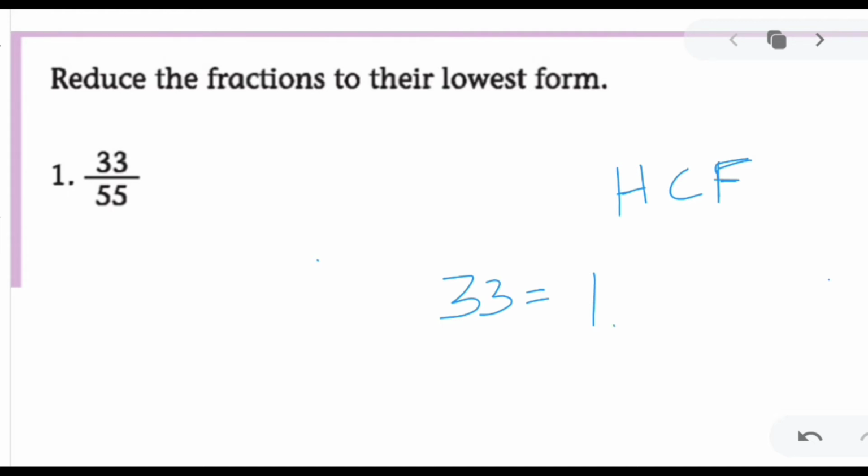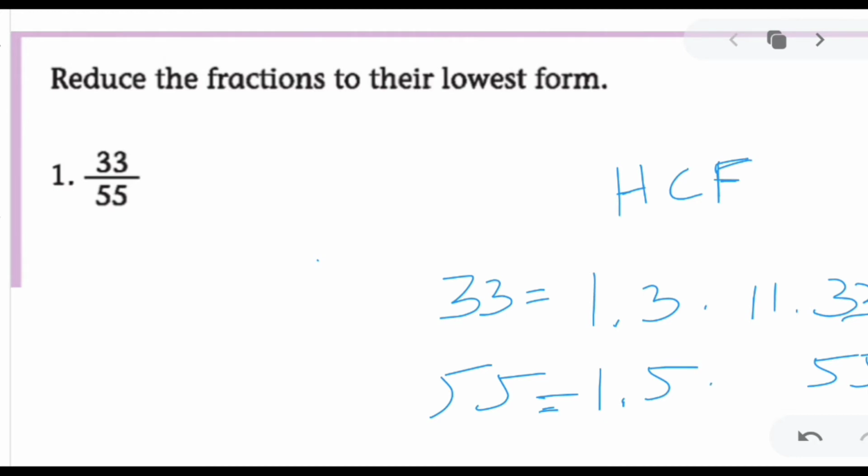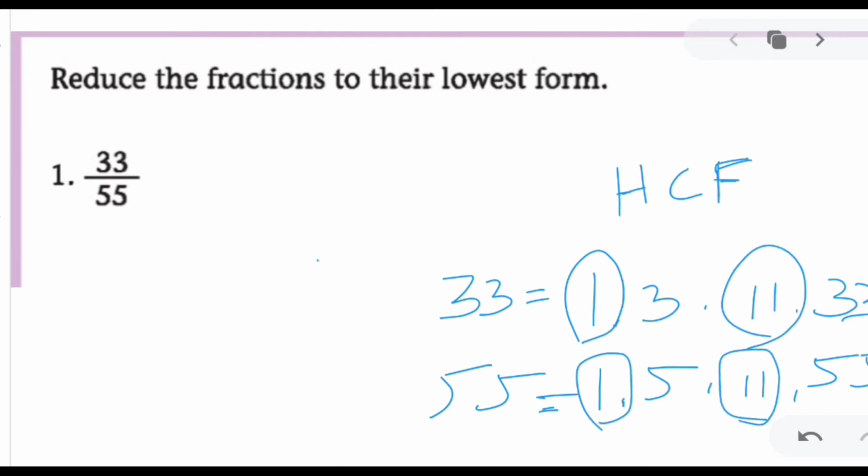So 1 3s are 33 and 3 11s are 33. Next 55, what is it? Yes, 1 55s are 55. Next 5 11s are 55. So common factors, first circle the common factors, 1 and 11. So the highest common factor is 11.